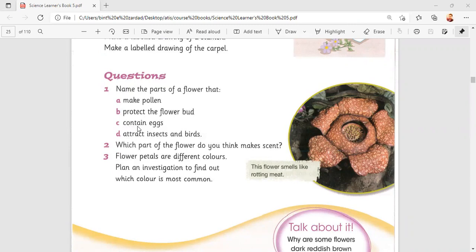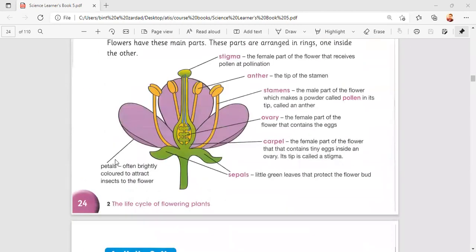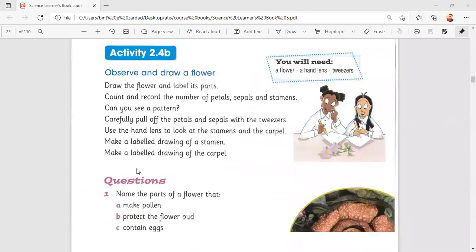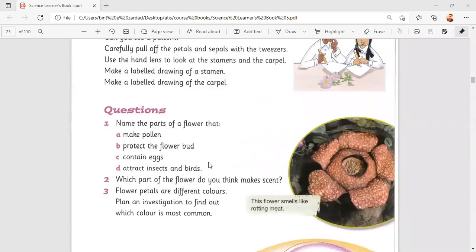Sorry, number C. Contain eggs: ovary. And attracting insects and birds: this is petals. Petals, you can say. So they are attracting the insects and birds.